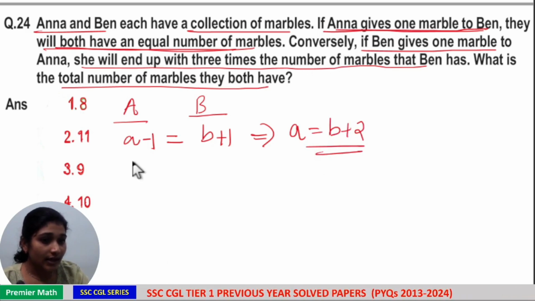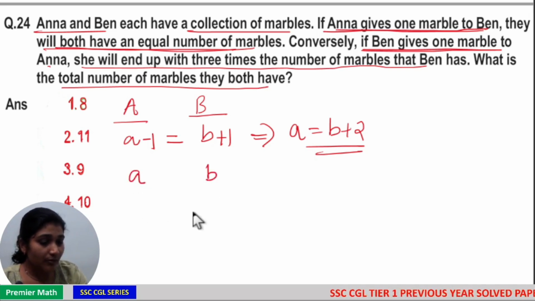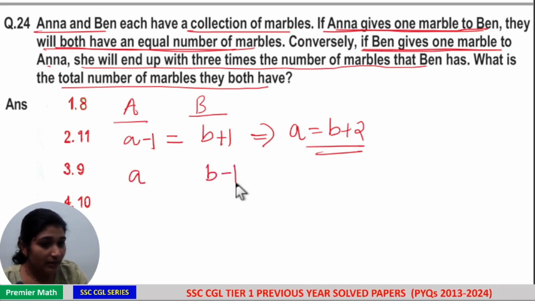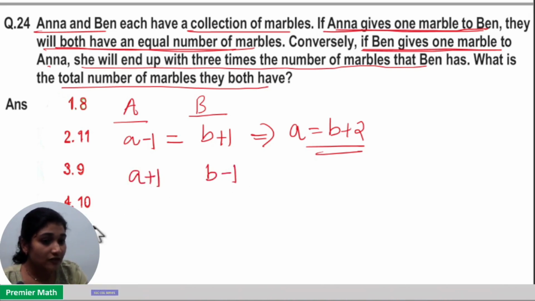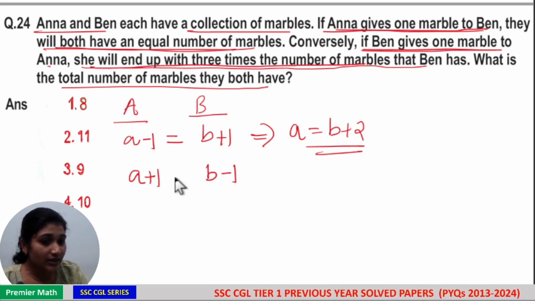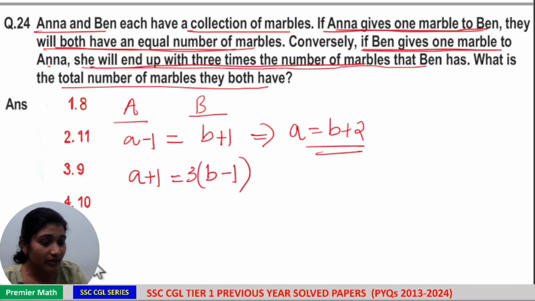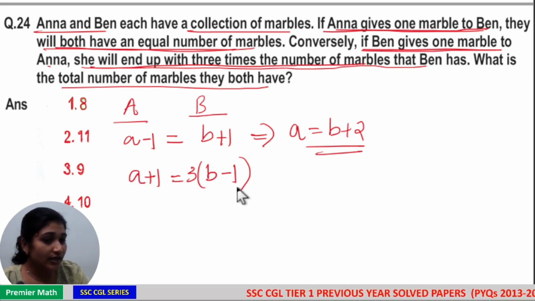Now, in the second process, if Ben gives 1 marble to Anna, Ben has B number of marbles and Anna has A number of marbles. Ben will have B minus 1 marbles and Anna will have A plus 1 marbles. Then Anna will end up with 3 times the number of marbles Ben has. So A plus 1 is equal to 3 times B minus 1.